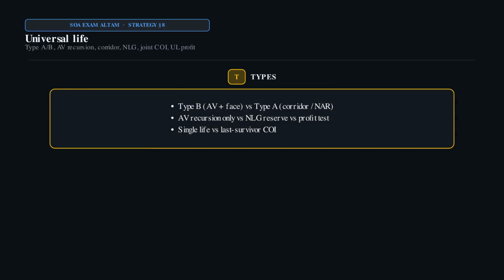Differences: Type B account value plus face versus Type A corridor and net amount at risk. Account value recursion only versus a no-lapse guarantee, reserve versus a full profit test. Single life versus last survivor cost of insurance.